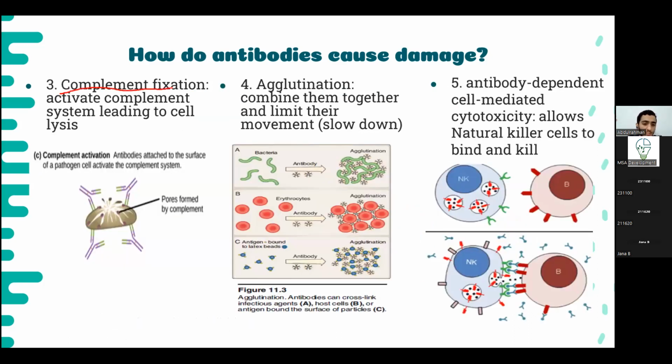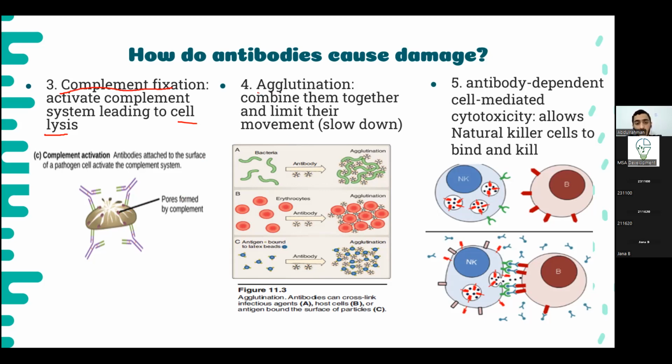I think the complement system was discussed in a lecture yesterday, but basically the end product of the complement system is going to be activating a cell lysis pathway to destroy the cell. So when the antibody binds on this cell, for example, consider it a bacteria, it is going to activate the complement system, causing destruction of the bacteria.